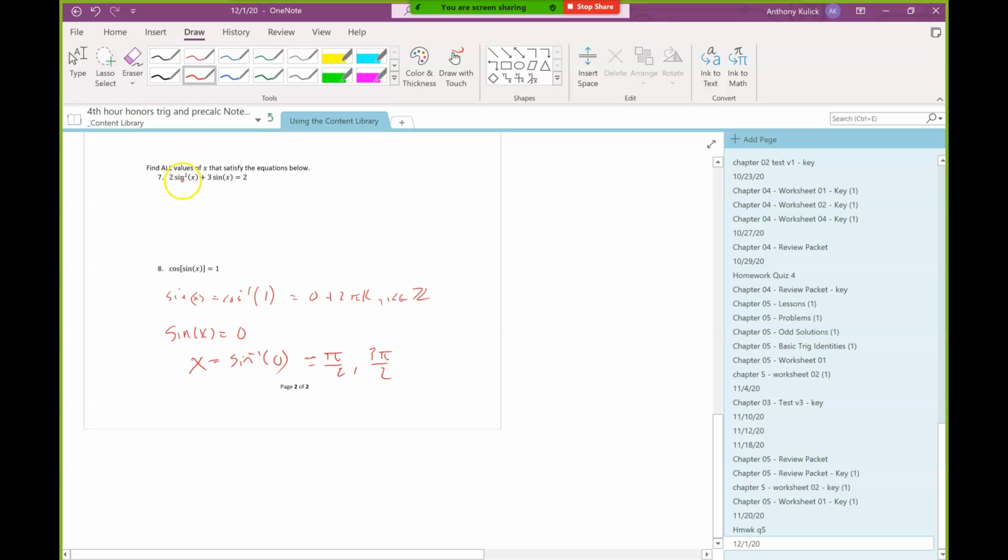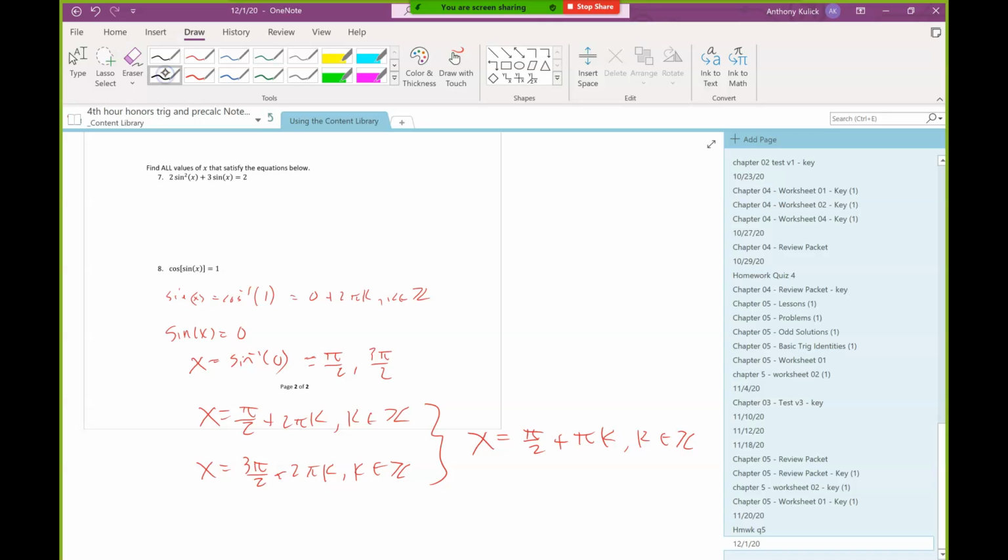So since it wants all the values, you just tack on your 2 pi k's. Or again, this is one where you'd notice that these are really just pi apart. So we could condense this down into a single one using a plus pi k instead of 2 pi k, but you don't need to do that if you missed that. That's not a big deal to me. Does that feel okay, Jesse? Yeah. Okay. Thank you. You're welcome.